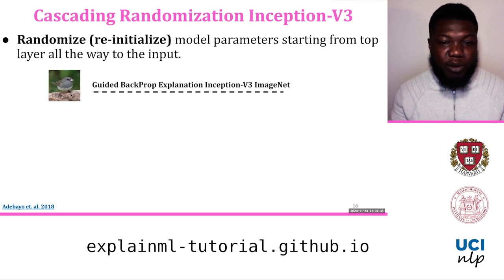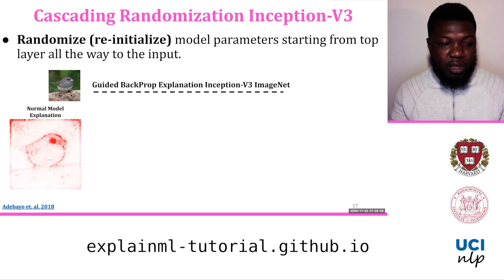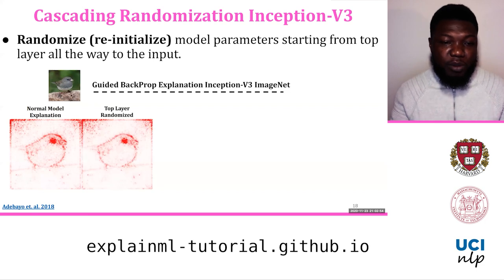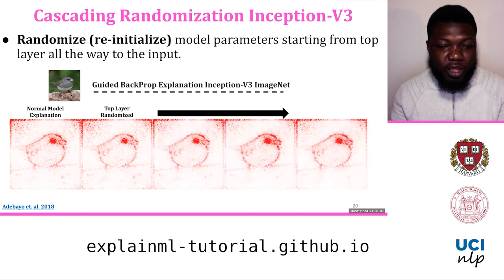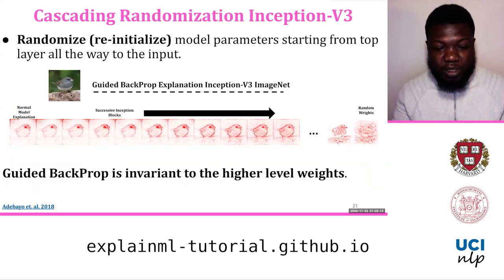Let's look at the guided backprop saliency explanation on an Inception V3 model. We can compute this visualization, the guided backprop one, for the normal model and for this particular input, and we get this visualization. We can reinitialize the top layer weights and then recompute the same explanation. And what we get seems visually indistinguishable from the normal model. We can continue to reinitialize the weights of the model, starting from the top layer all the way to the input. And what we notice is that guided backprop is invariant to the higher layer weights of the model.